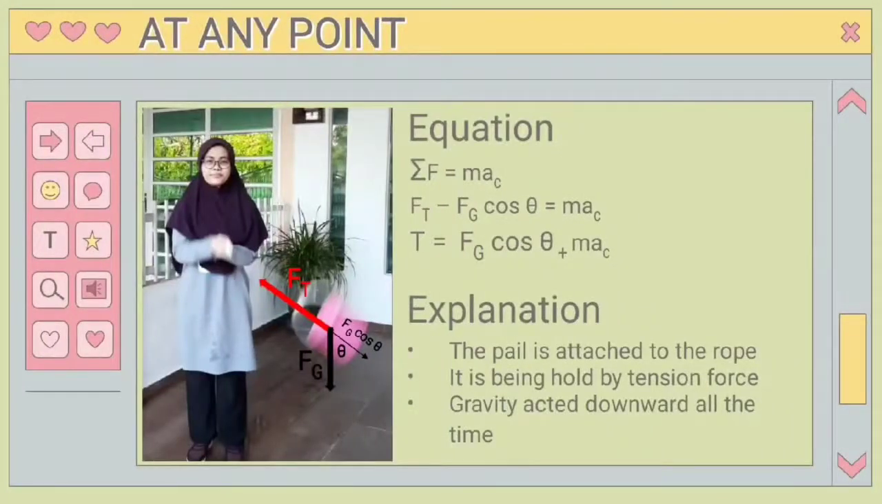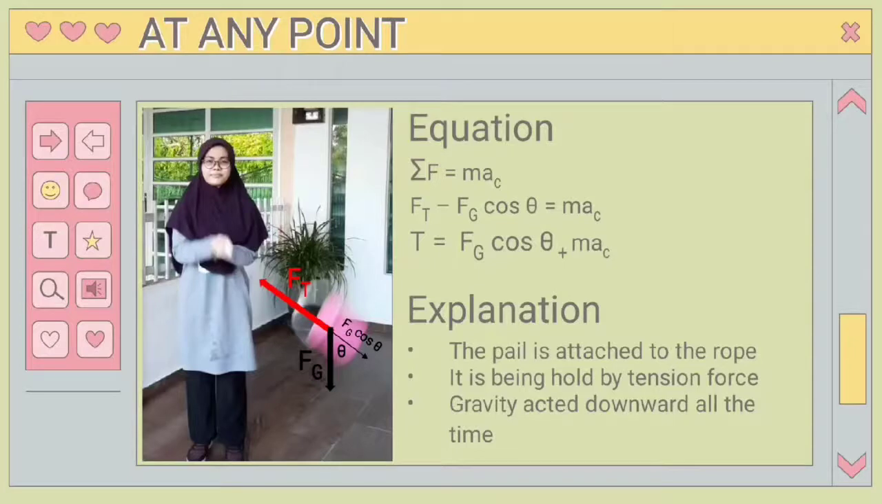Next, if the pail is at any point, we can write the equations. First, we write F equals ma, where a is the centripetal acceleration. Next, tension force minus gravitational force cos theta equals ma. If we rewrite the equation, we get tension force equals F_g cos theta plus mv squared divided by r.